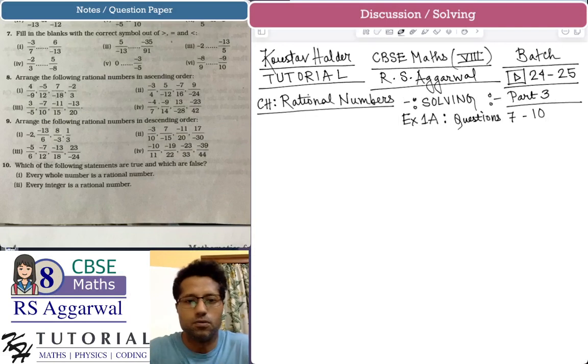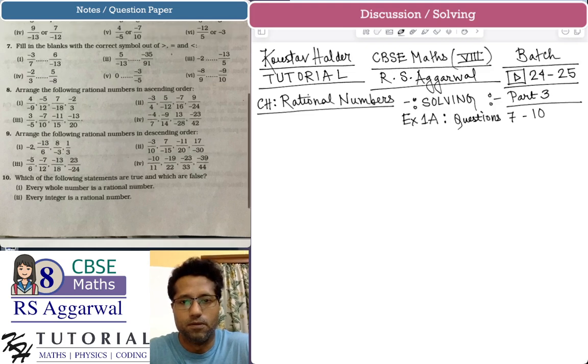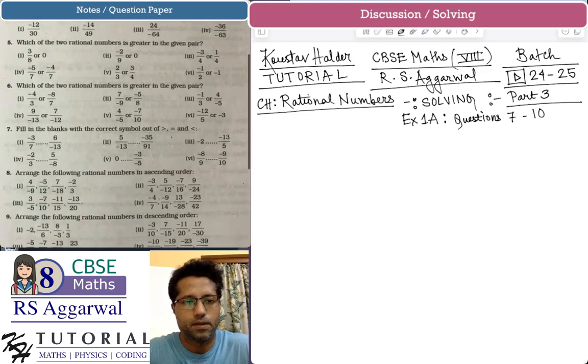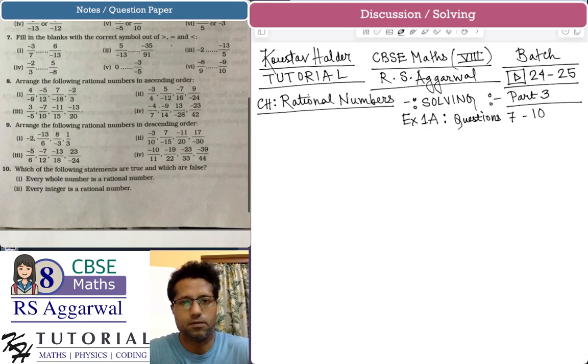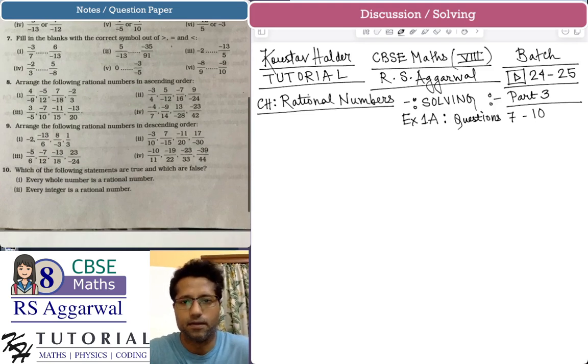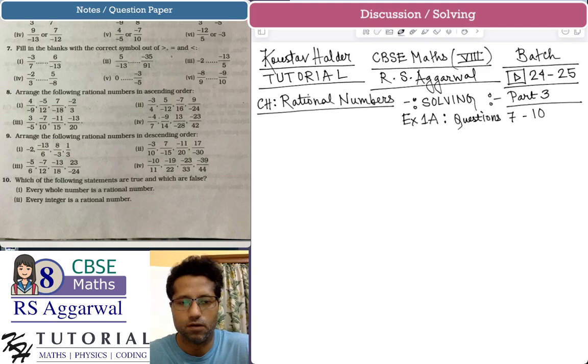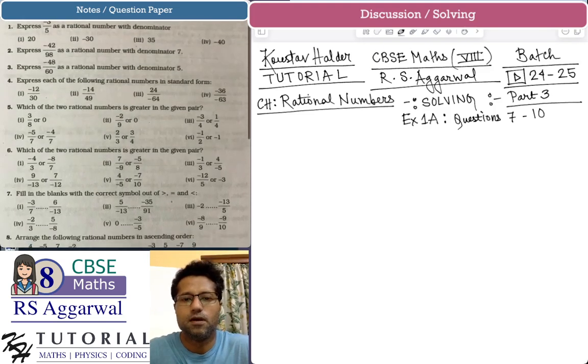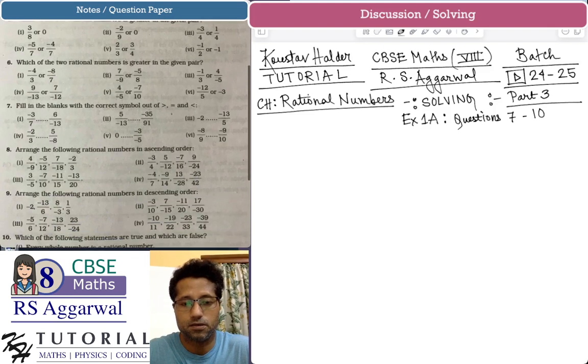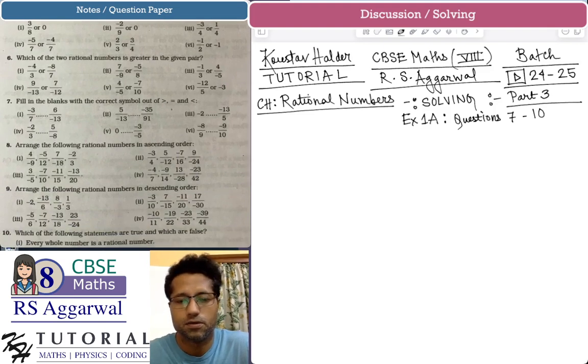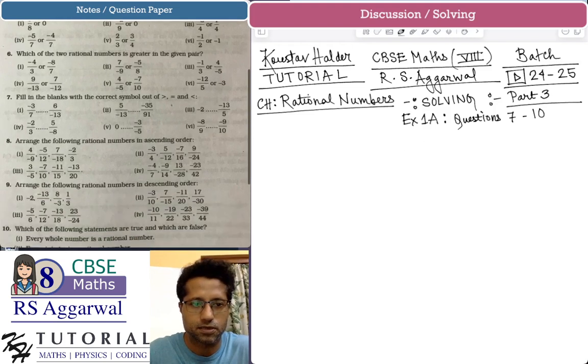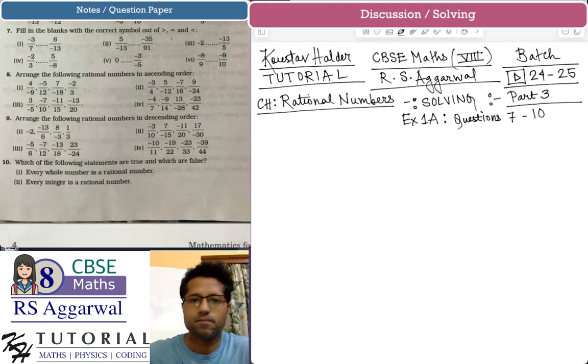Okay, so I have the exercise problems of exercise 1A. I will solve them in this video. I will solve question number 7, 8, 9 and 10. In the previous part 2, I solved question numbers 1 to 6. If you have not watched the previous part 1 and part 2 videos, then I highly suggest that you watch them also to maintain the continuity of your study on the chapter of rational numbers. So let's start solving the problems.